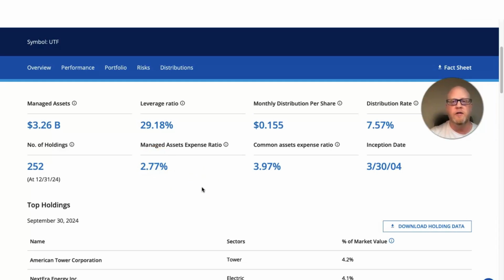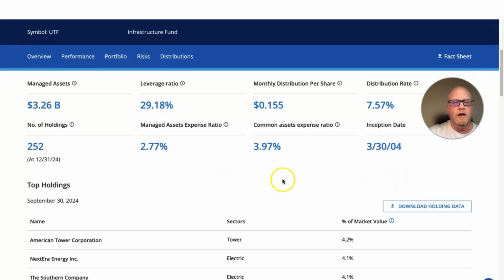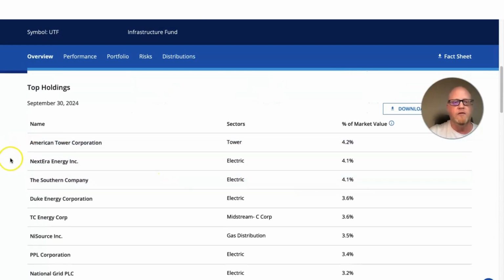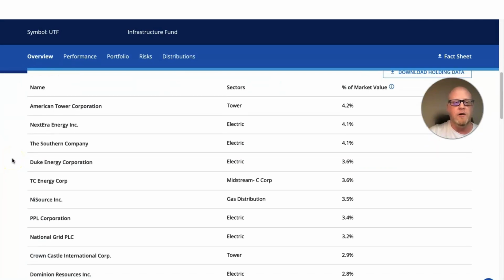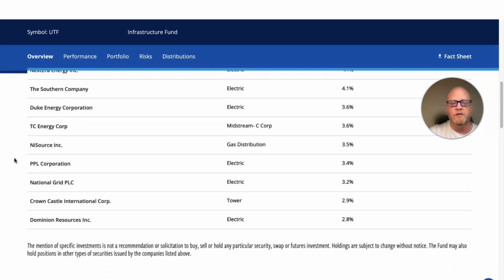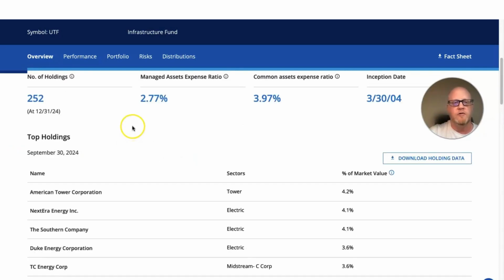Now, leverage can be a good thing because it can expedite or expand the returns they're able to provide, but in a downturn, it could also work against you because you end up owing money on stocks that are going down in value. So this one's been around since 2004. And as you see, it has top holdings of all the names you would normally expect from infrastructure. So you have American Tower, NextEra Energy, which is electric, Southern Company, Duke, so on and so on, PPL, Crown Castle. You get a wide variety of different infrastructure-related investments with this particular holding.